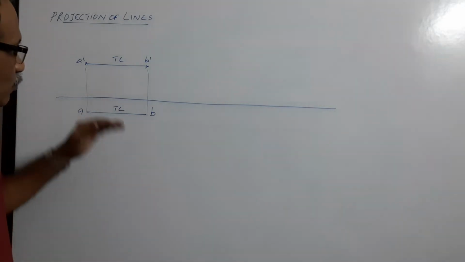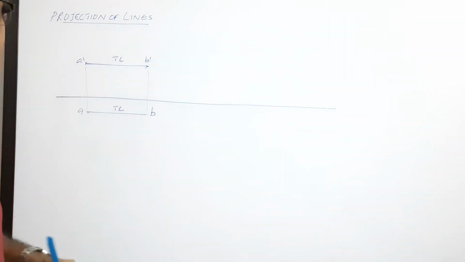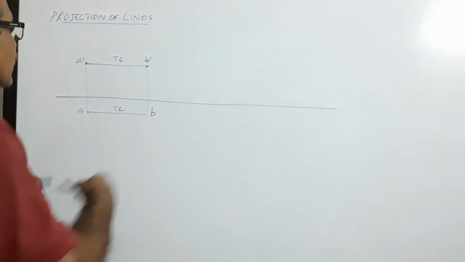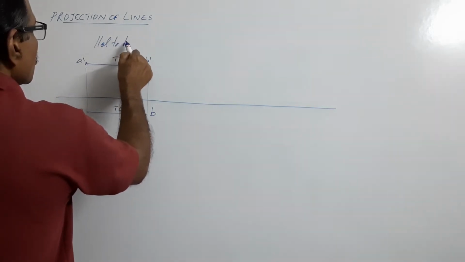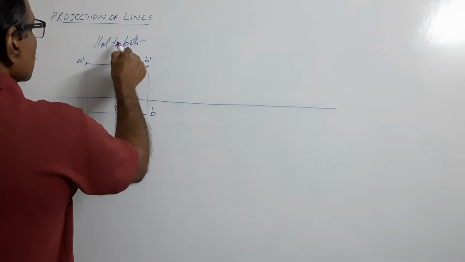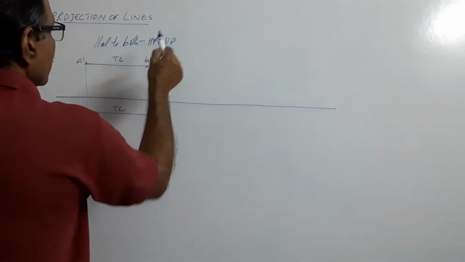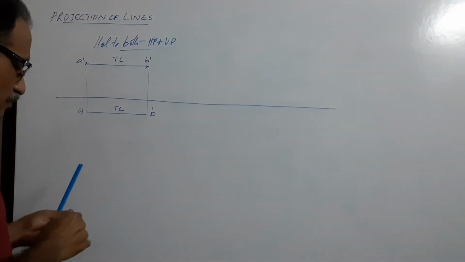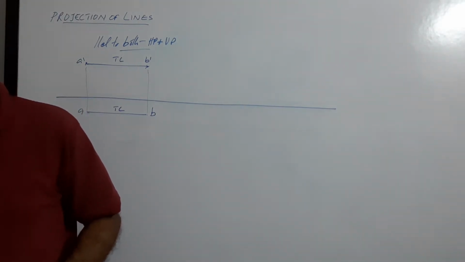You can see both plan and elevation are two lines of true length parallel to XY. You can physically verify that. This line is parallel to both HP and VP. You agree with me? Okay.